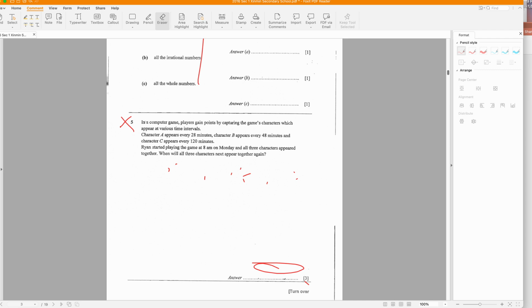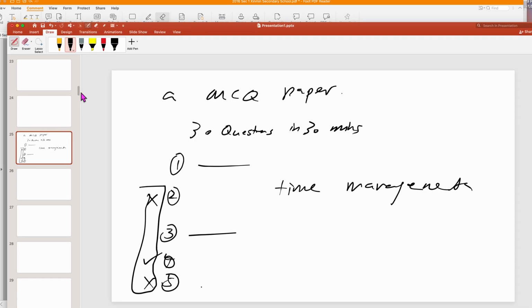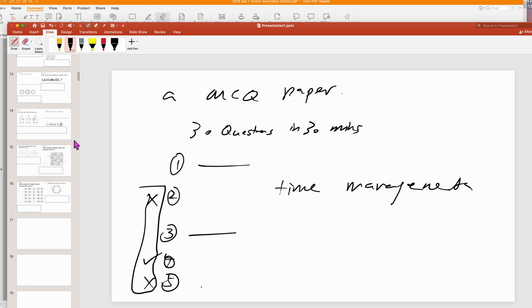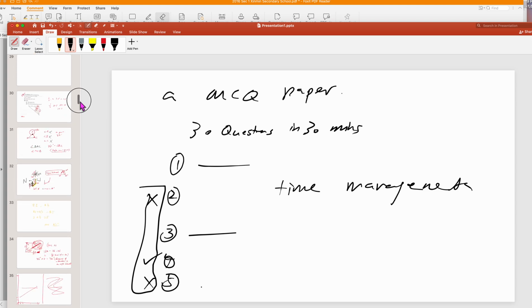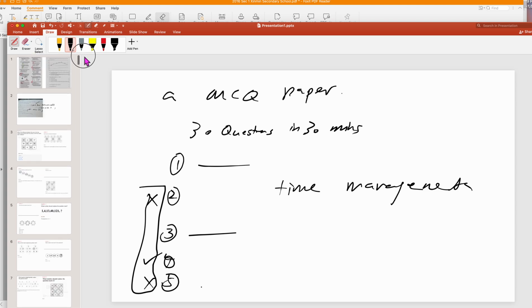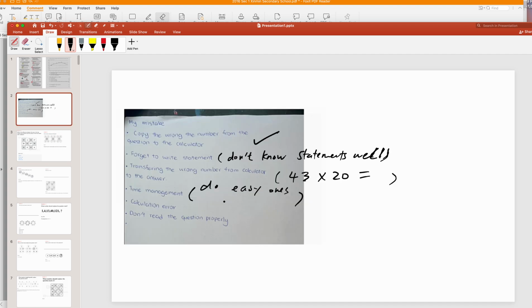Did I finish the time management first? So it's up. Yes. Okay, good. So time management, we use the tick. Tick means can do, needs to spend some time. Cross means totally don't know, don't want to spend time.